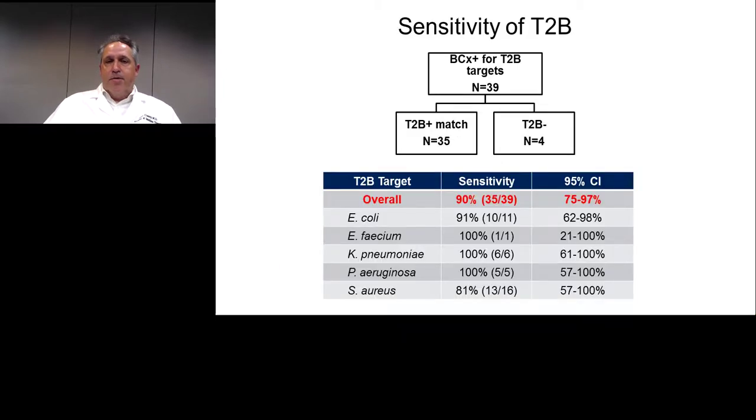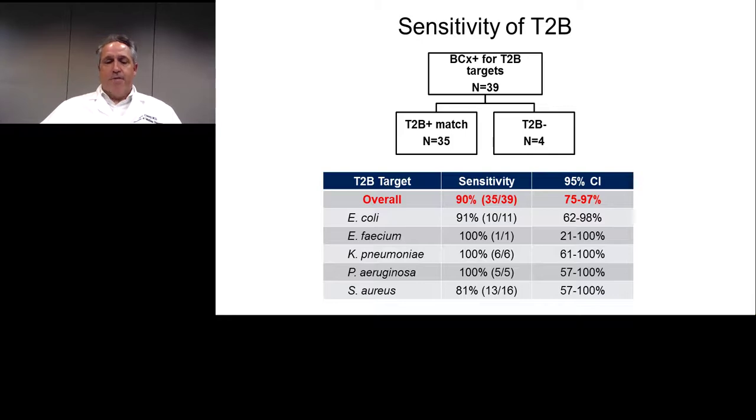If we look at the primary endpoint, sensitivity of the T2 bacteria assay, again, I mentioned 39 patients were blood culture positive for the T2 bacteria targets. Of these, the T2 bacteria test, in fact, was positive simultaneously in 35, so giving you an overall sensitivity of 90%. In 4 patients, the blood culture was positive while the T2 bacteria was negative.